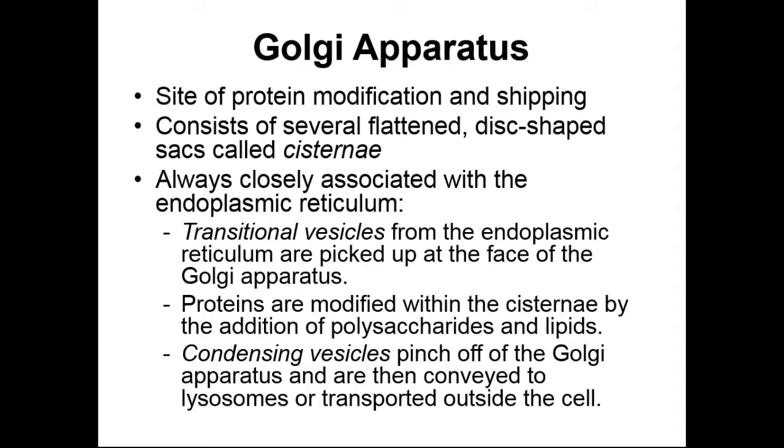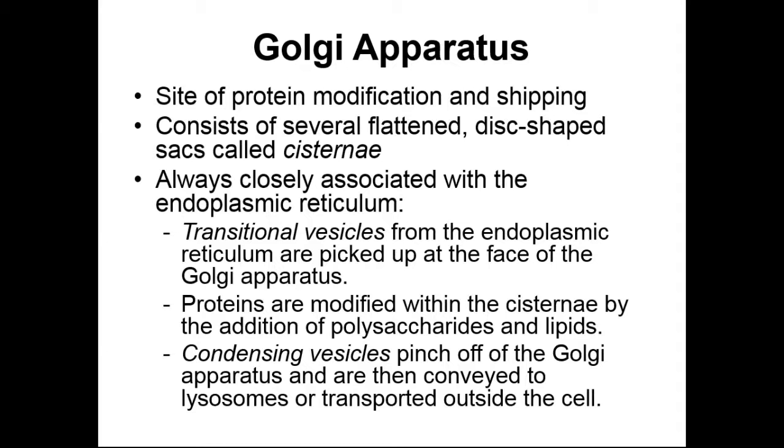It's very, very closely associated with the endoplasmic reticulum, though. We have transitional vesicles from the endoplasmic reticulum that are picked up on the face side of the Golgi apparatus, and within the Golgi, the proteins that are carried there will be modified within the cisternae. Each cisterna is going to have a slightly different chemical environment. Those different chemical environments allow for chemical modification. Oftentimes there'll be complex carbs or lipids attached to the proteins during this modification process in the Golgi apparatus.